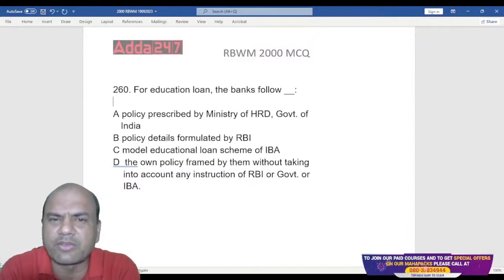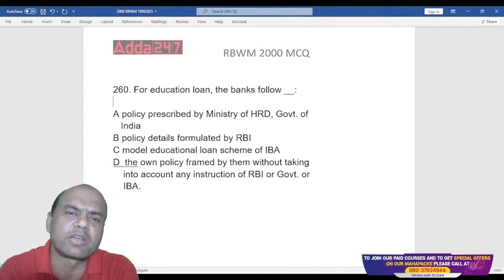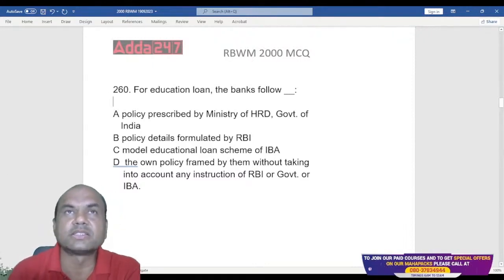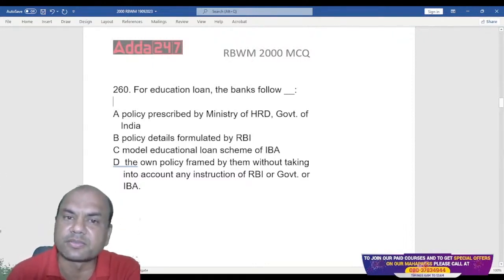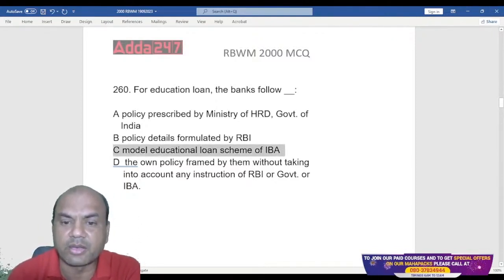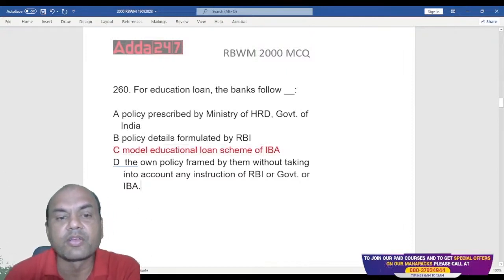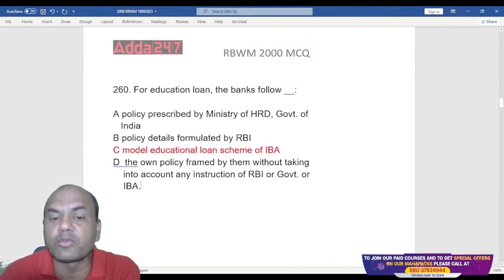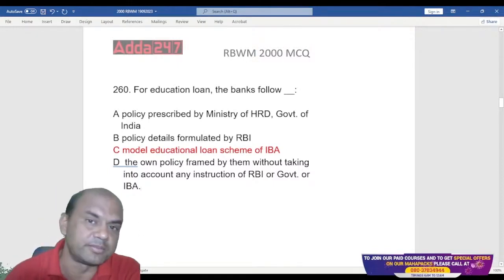Forget everything, RBI, forget this government, I'll do whatever I want. Is it D? What is the answer, everyone? What is the answer? It is IBA. Remember this. For education loans, banks follow the model education loan scheme of IBA. IBA has devised this scheme. Okay.